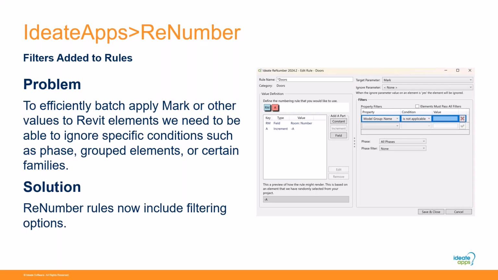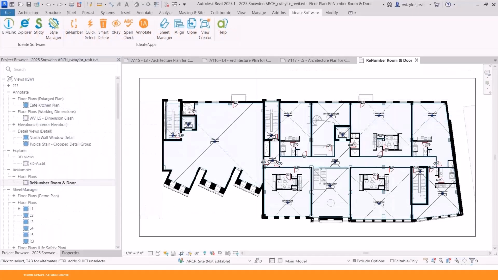But we've added the filter feature to Ideate Renumber. What this allows me to do is select elements for renumbering, but then filter them maybe on phase or group, so that all doors that are inside a model group, for instance, may be filtered out. So in my example here, and it may not be the most relevant example, since I'm using the example of square footage, why not go ahead and do that?